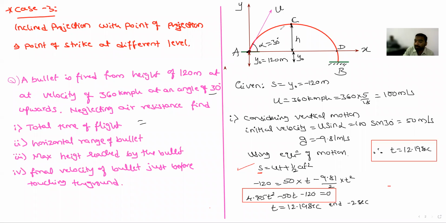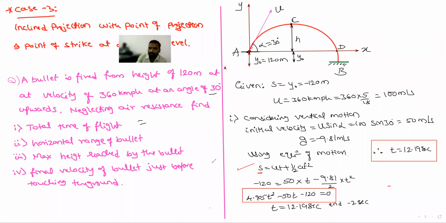What is the time required to reach C, from A to C? From the second case, what is the time required from A to C? T1 is equal to U sin alpha divided by G. Correct? Okay, this is time T1. Then C to B, the time required from C to B. What is the formula? That is the first case.